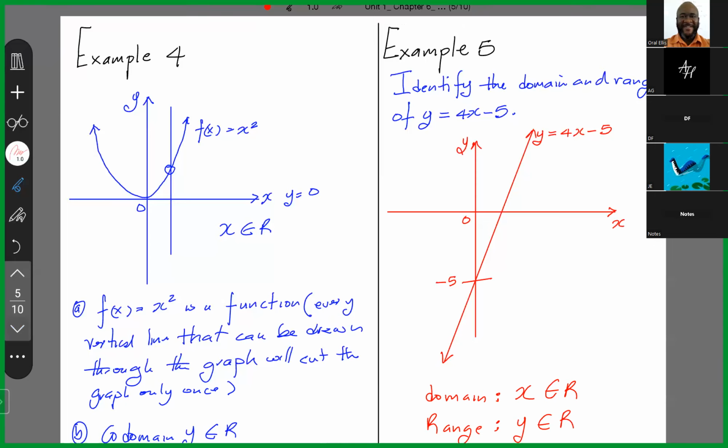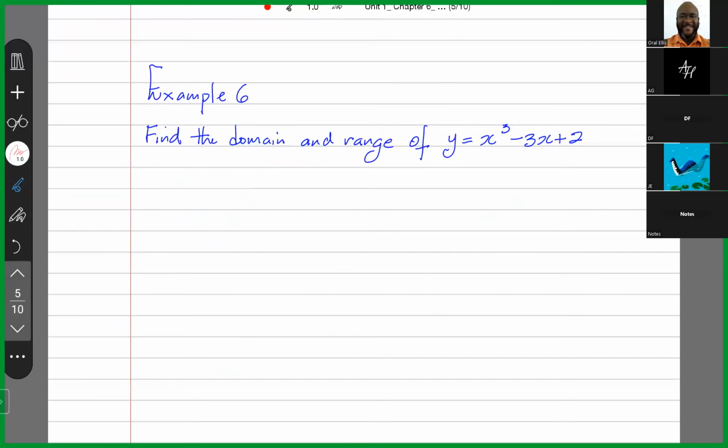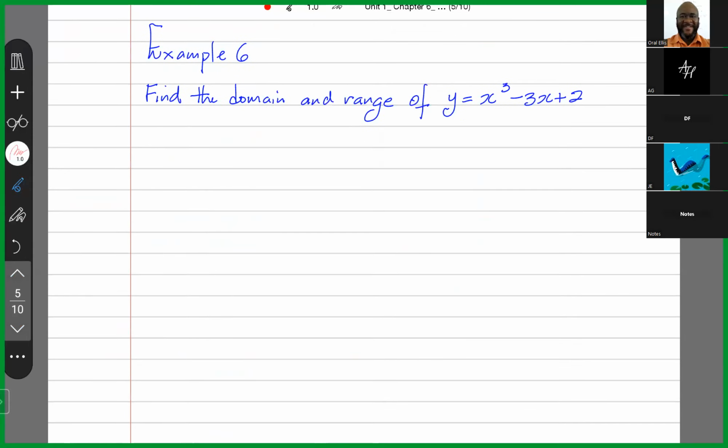Example 6. Now, example 6 is asking us to find the domain and the range for Y is equal to, that says X cubed, but it should be X squared. So let me tidy up that quickly. This should be X squared. All right, so the approach is going to be similar. I'm going to start by drawing a sketch of this graph.